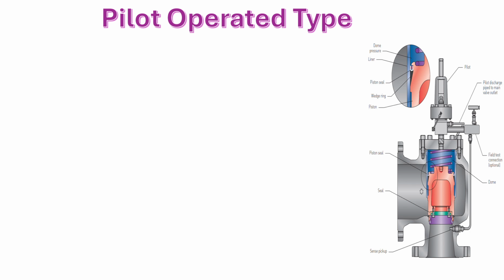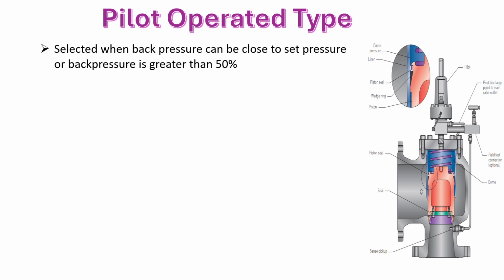and there are two different types of pilot operated valves. One is the diaphragm type and another is the piston type. First, we will discuss when to select these pilot operated type valves. The selection of the pilot operated type valves is when the back pressure is variable or greater than 50% of the set pressure of the safety valve, or it is close to the set pressure of the safety valve.